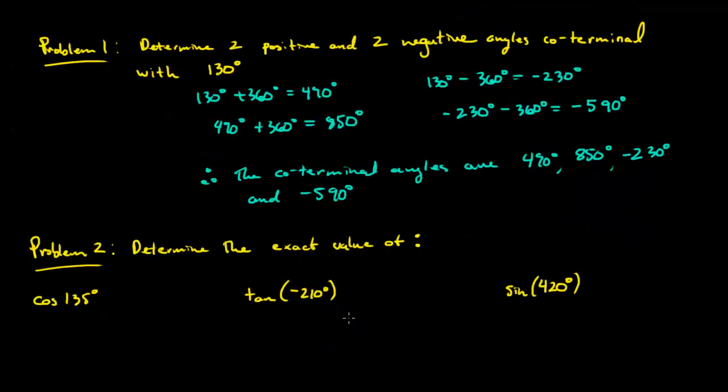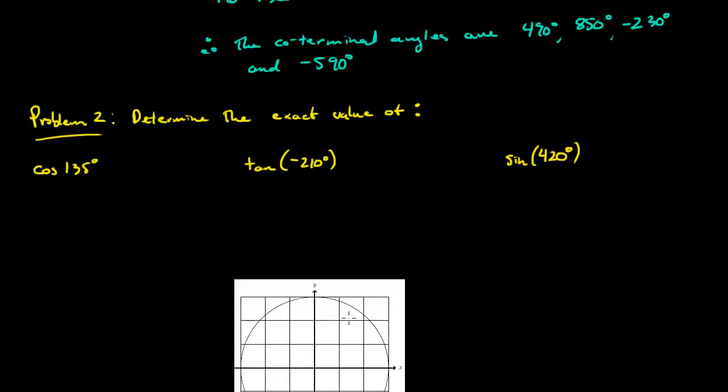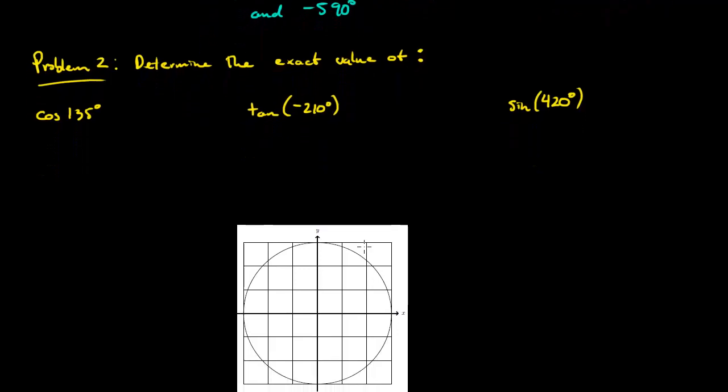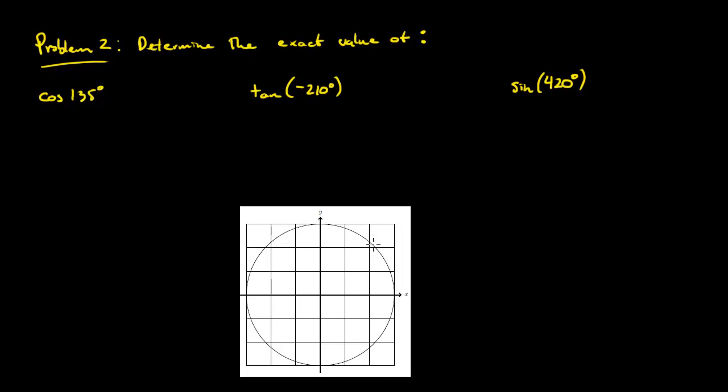In the next problem, we're asked to determine the exact value of cosine of 135 degrees, the tangent of negative 210 degrees, and the sine of 420 degrees. So before we go ahead and do that, let's recall a couple things. Let's recall our special triangles.